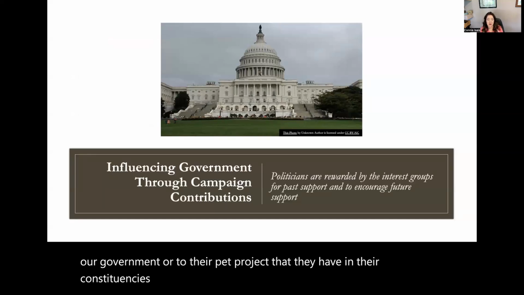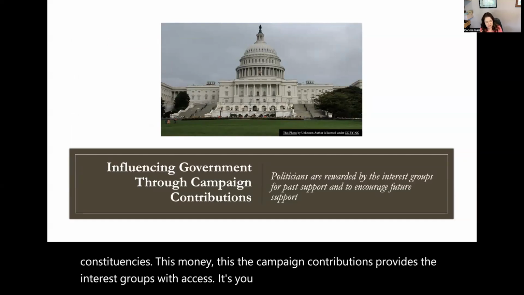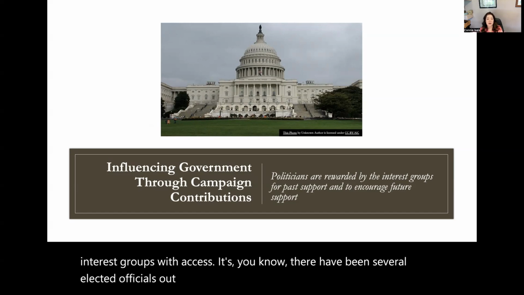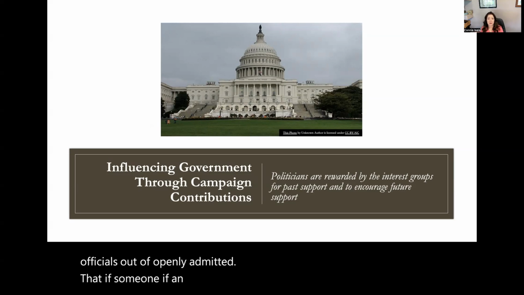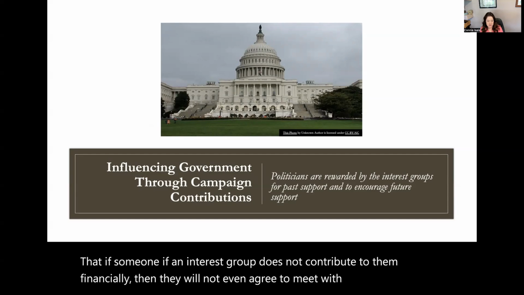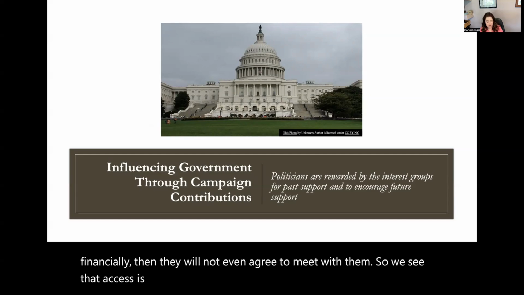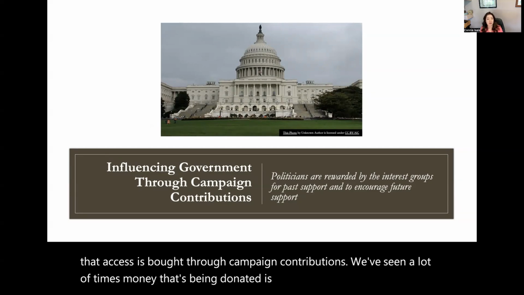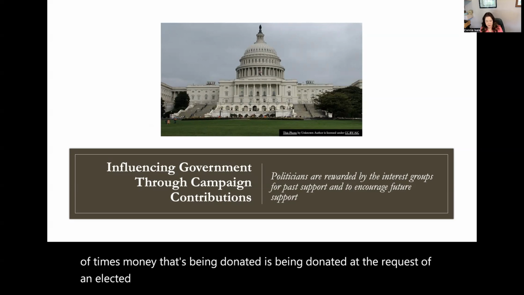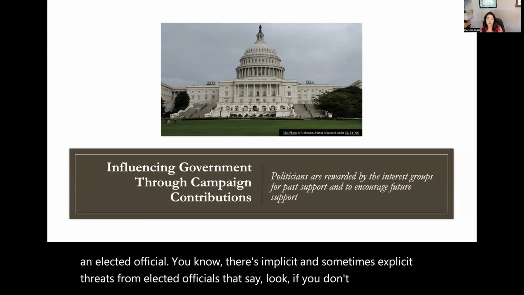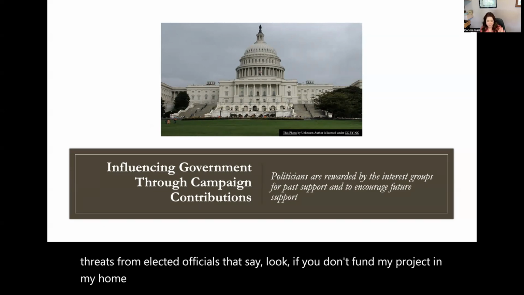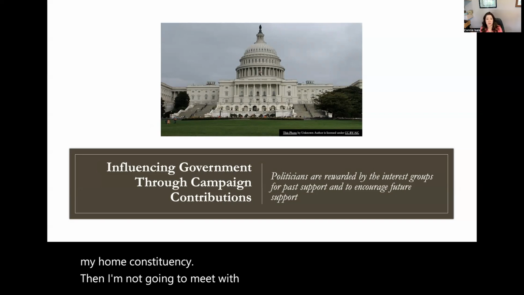This money, the campaign contributions, provides the interest groups with access. There have been several elected officials that have openly admitted that if an interest group does not contribute to them financially, then they will not even agree to meet with them. So we see that access is bought through campaign contributions. We see a lot of times money that's being donated is being donated at the request of an elected official. There's implicit and sometimes explicit threats from elected officials that say, look, if you don't fund my project in my home constituency, then I'm not going to meet with you. I'm not going to support your legislation.